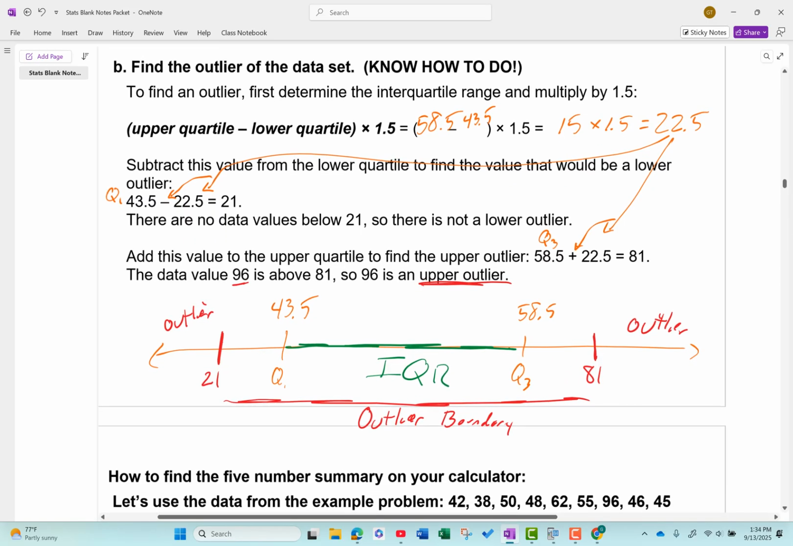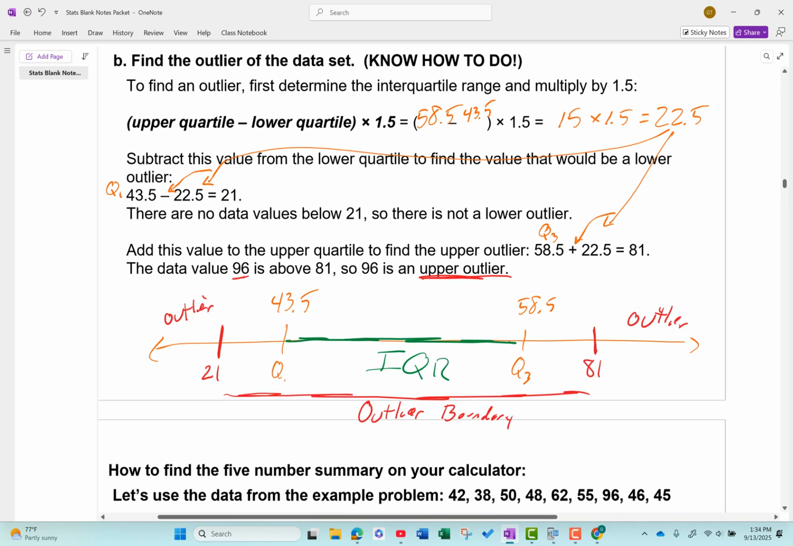So now we all can look at the same set of data and say, this is an outlier, or that is an outlier, or that is not an outlier. We all have the same boundaries. That's why we do this calculation. This is important. You will be doing this consistently.